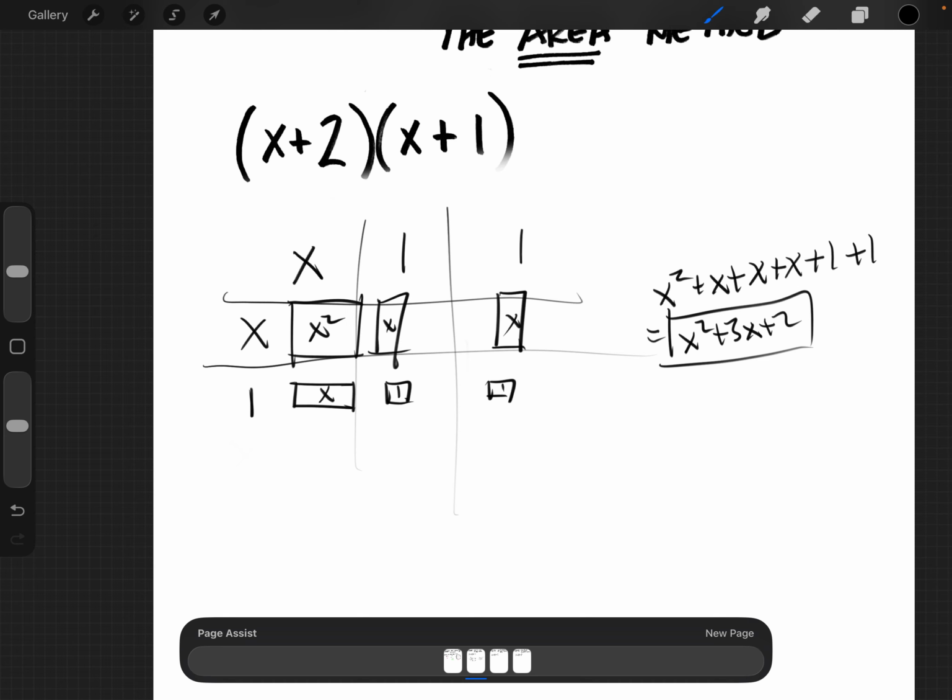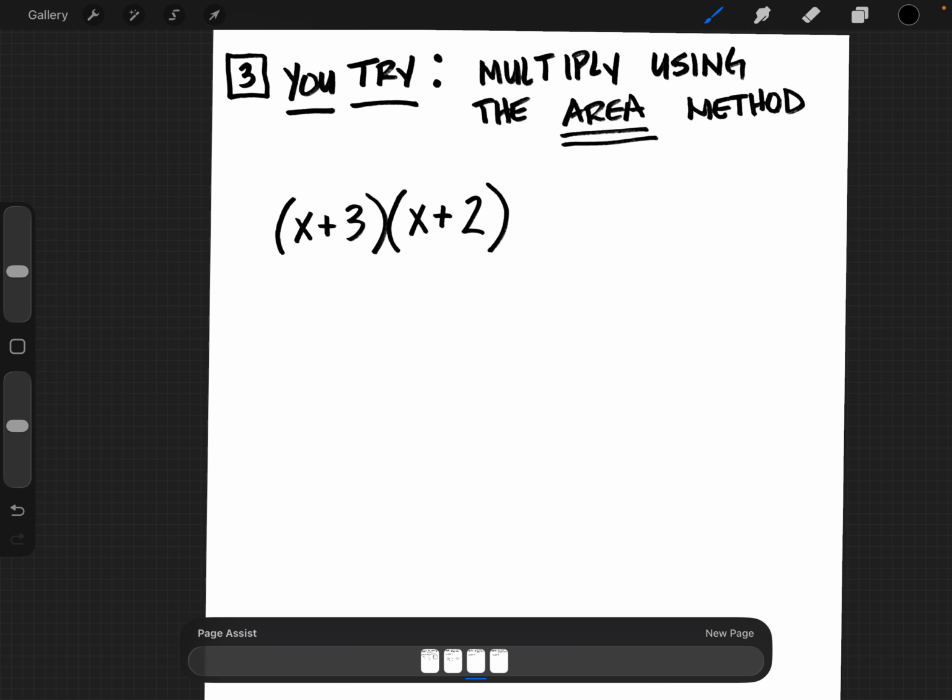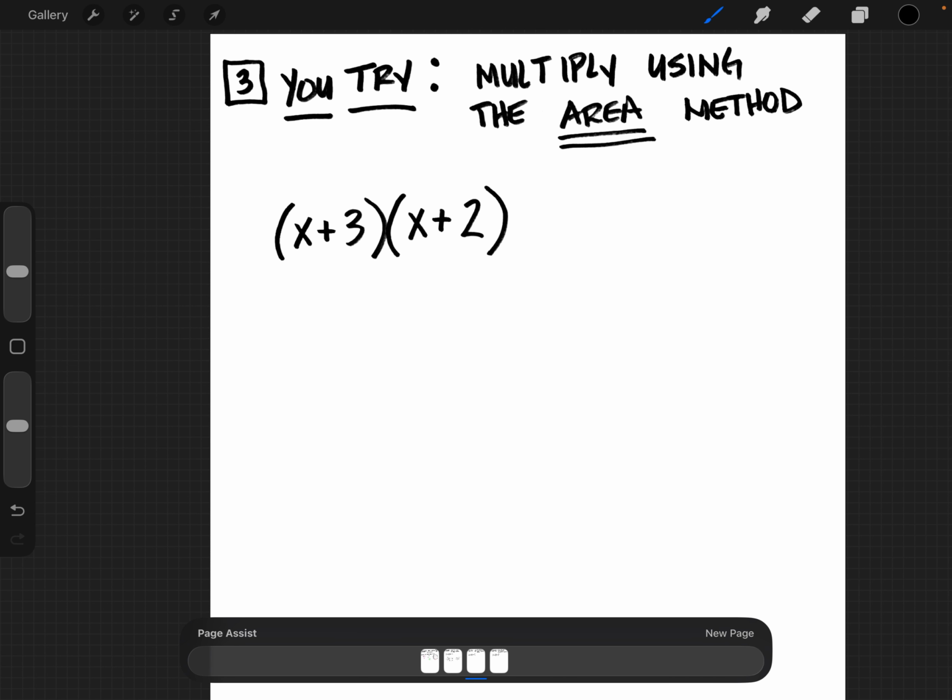So, now that you followed along, we're going to try it ourselves. Go ahead and try the next one, x plus 3 times x plus 2. The way we solve a question like this is the exact same as what we did previously. We'll give each one of these a separate grid, x plus 3 and x plus 2.